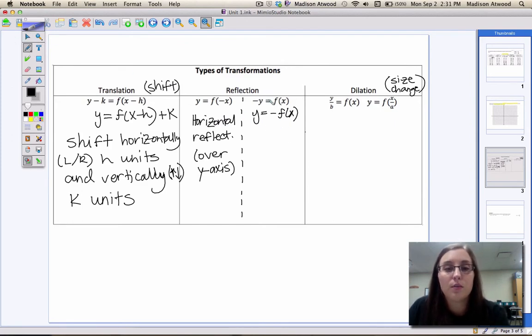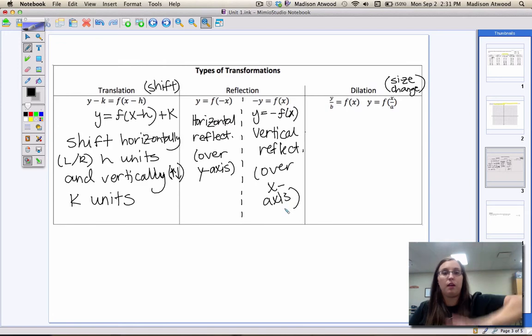All right, so this one is a vertical reflection. And so then that would be over the x-axis. So all of the y's are flip-flopping up and down.